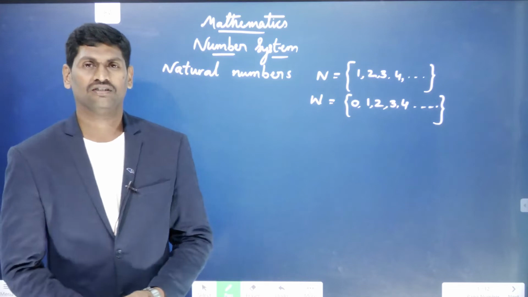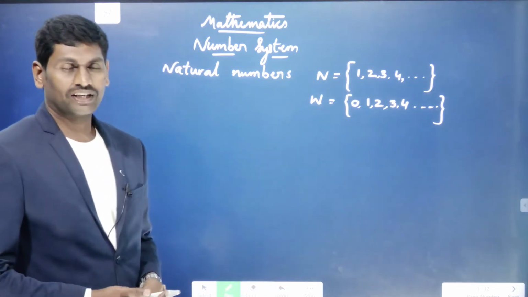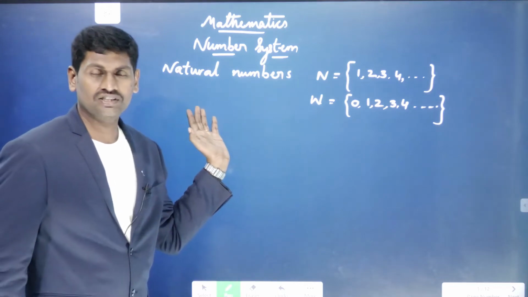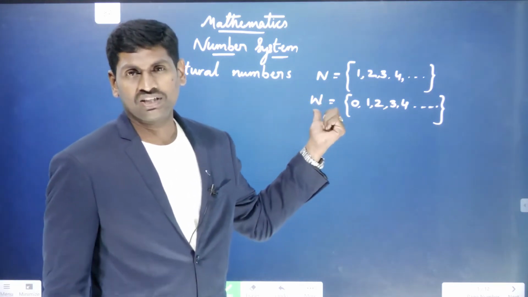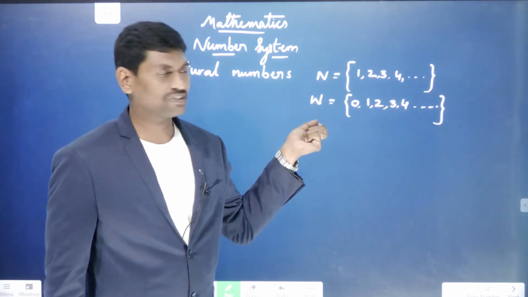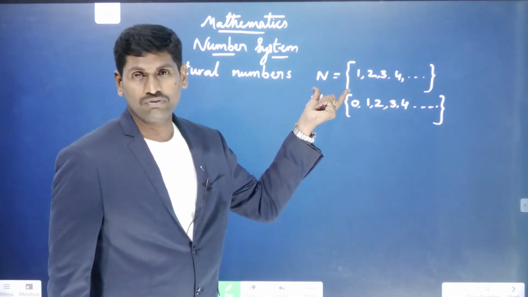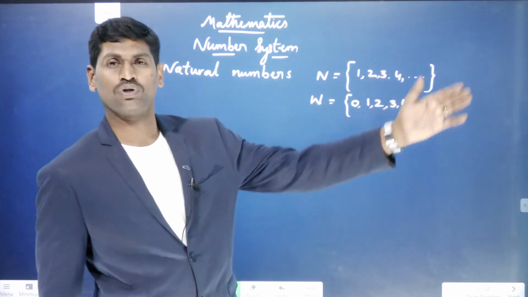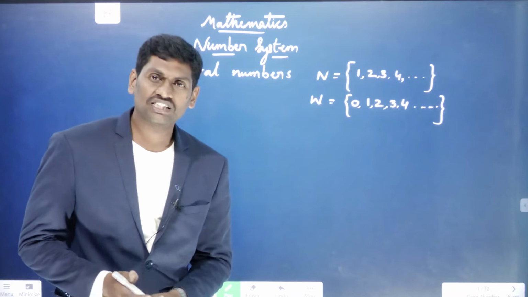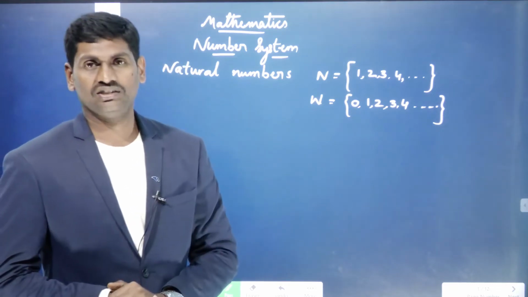Good evening, children. So once again, we have to discuss the number system. Natural numbers are nothing but counting numbers. Natural numbers are represented with the letter N. We know the counting numbers 1, 2, 3, 4 and so on. The smallest natural number is 1 and the largest natural number is undefined.